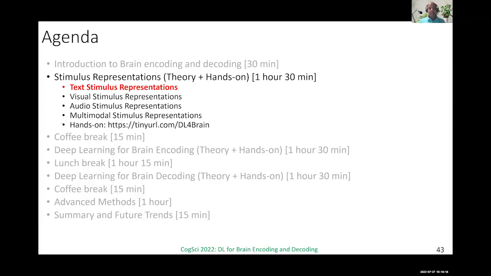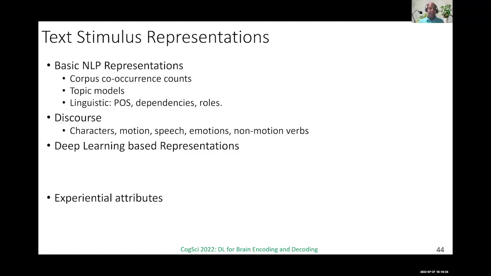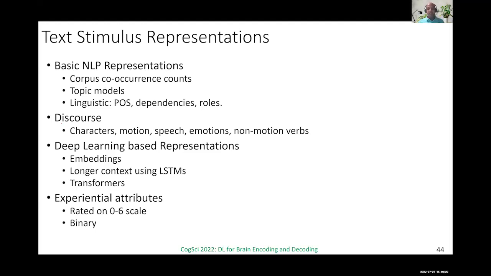Let's start with text stimulus representations. As I mentioned earlier, there are these different kinds of representations: basic NLP representations, corpus counts, topic models, and so on, discourse representations, deep learning based representations, and experiential attributes. The experiential attributes could be ratings on a scale of 0 to 5, 0 to 6, or they could also be binary ratings. Okay. So let's start with the first one.